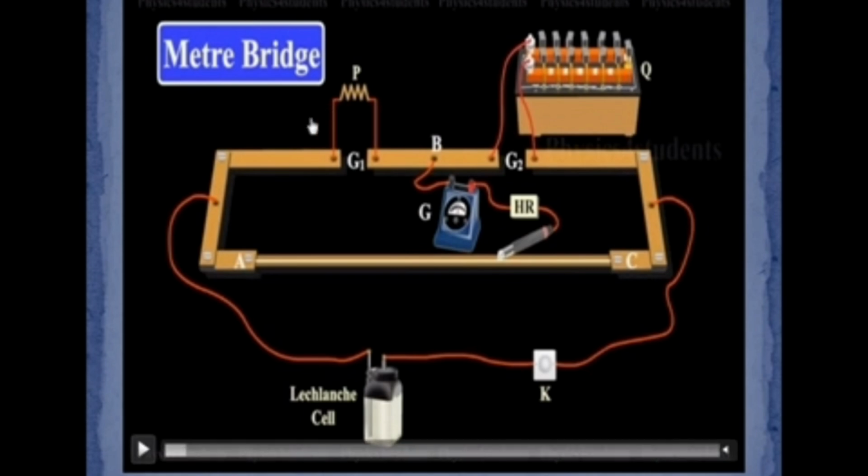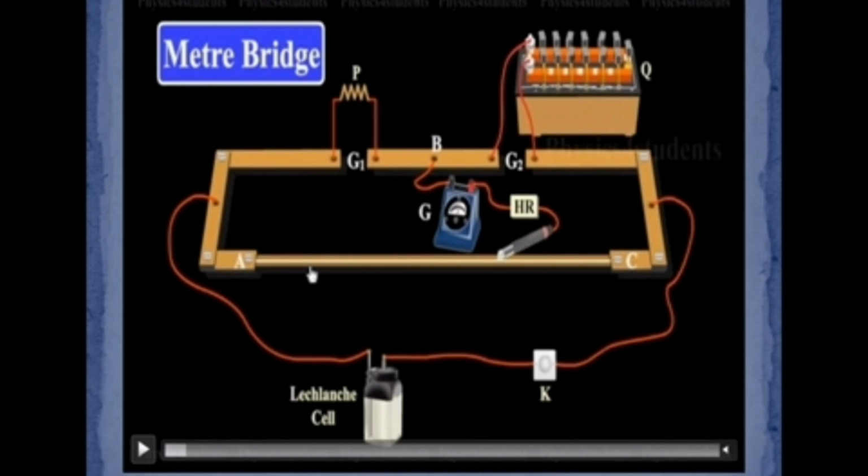Here 2 resistances are P and Q. P is the unknown resistance, Q is the known resistance. The other 2 resistances are in the wire. So from A to C is a 1 meter wire. So this is a metal jockey. If we place the metal jockey on the wire and move it, then the galvanometer shows zero deflection.